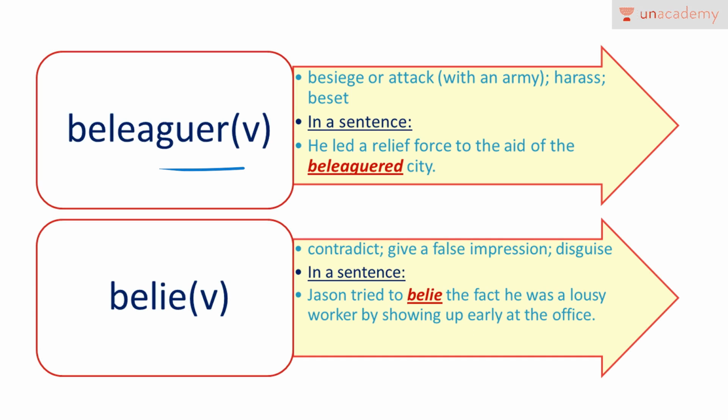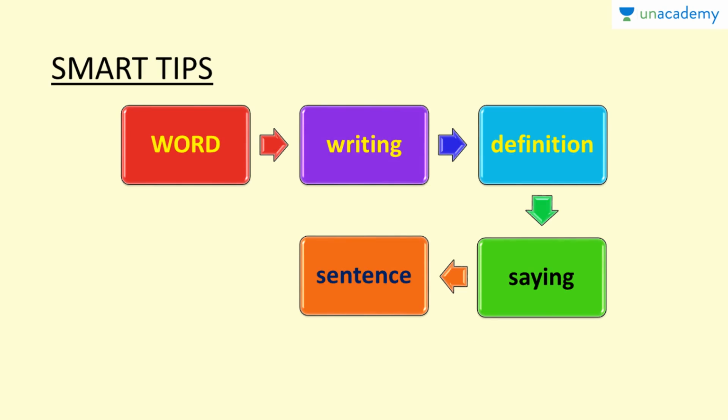Beleaguer, verb. Definition, besiege or attack with an army, harass, beset. In a sentence, it would read, he led a relief force to the aid of the beleaguered city. Next, belie, verb, means contradict, give a false impression, disguise. In a sentence, it would read, Jason tried to belie the fact that he was a lousy worker by showing up early at the office.